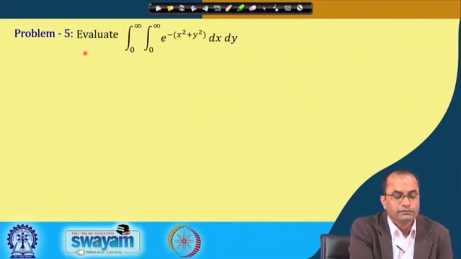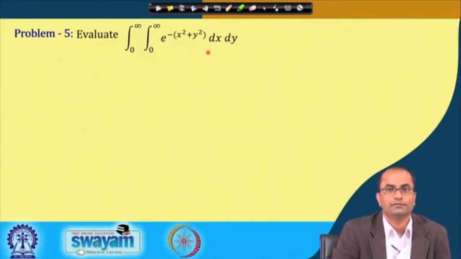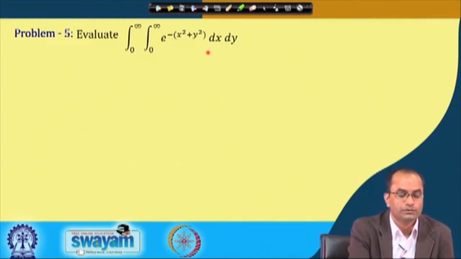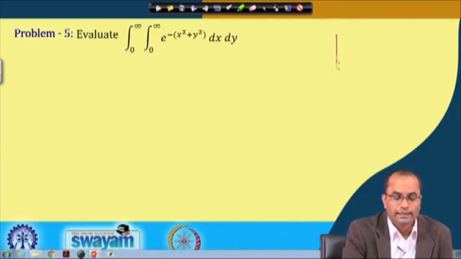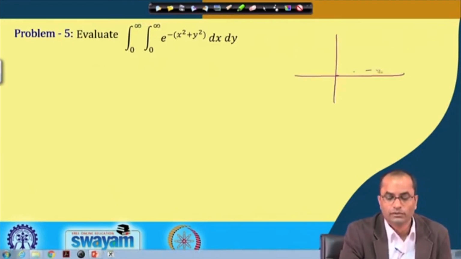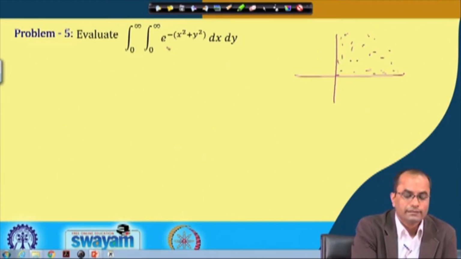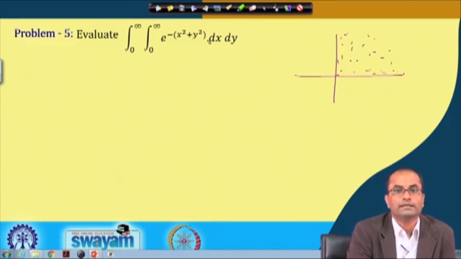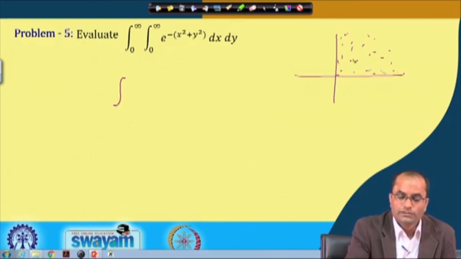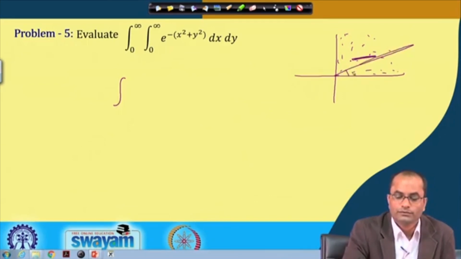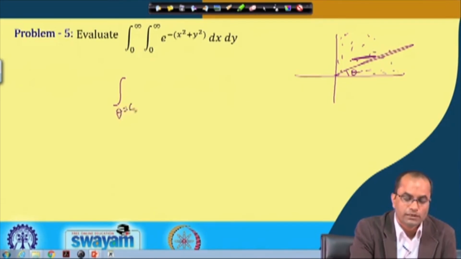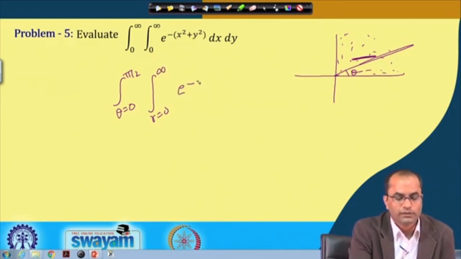The last example, another important example, which we can evaluate with the help of polar coordinates. So, 0 to infinity, 0 to infinity, that means we are talking about this first quadrant here, all the way up to infinity, and then e power minus x square plus y square dx dy. So, for this region, now in terms of r and theta: theta varies from 0 to pi by 2, and r varies from 0 to infinity, and e power minus this x square plus y square will become r square, and then dr d theta.